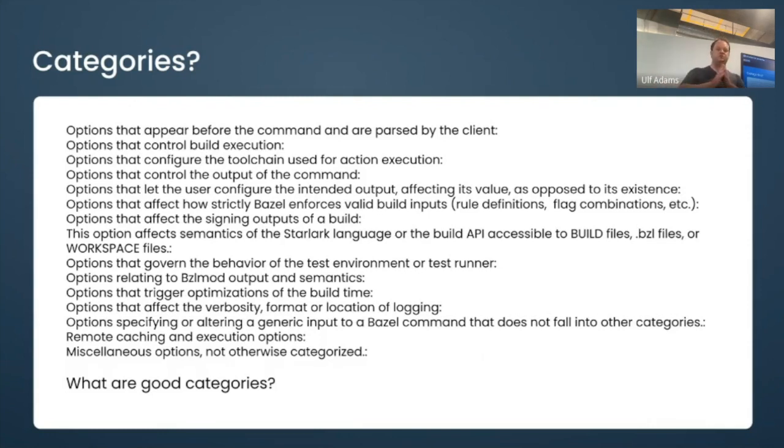We have options that control build execution. Okay, what does that mean? I don't know, actually, right? One of the problems with these categories is that there isn't a clear definition for what they mean. And so if you look at the list, you can sort of squint and say, yeah, I can see how that makes sense. But then sometimes you see flags that are completely out of place. So I think we need to ask the question, what are good categories and how do we define them? And how do we document them so that as we add more flags in the future, we can put them in the right categories in a way that makes sense.